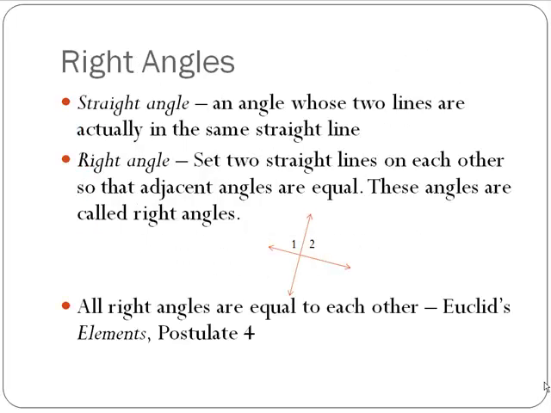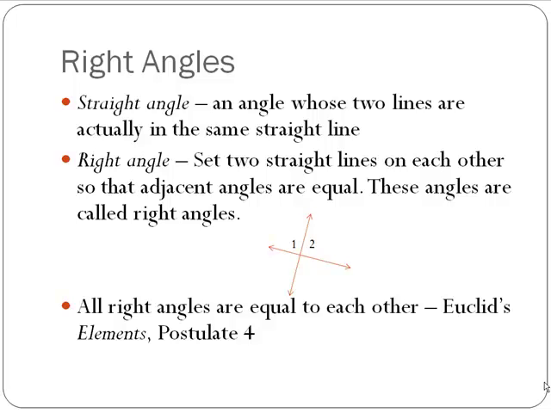Some different kinds of angles, particularly right angles, I want to talk about. Before we do that, I want to mention a straight angle, which is actually not allowed for in Euclid's Elements, but a straight angle would be an angle whose two lines, or rays that make up the angle, are actually on the same straight line.